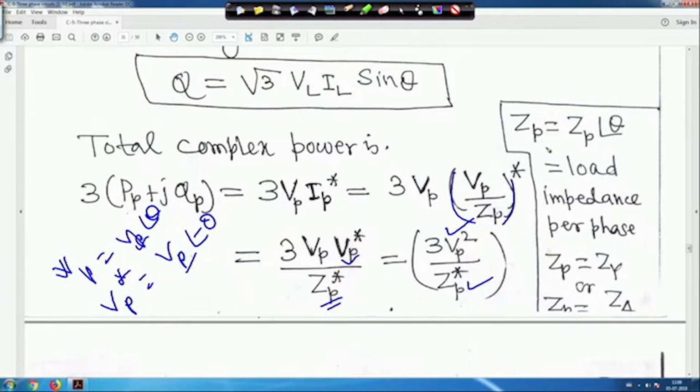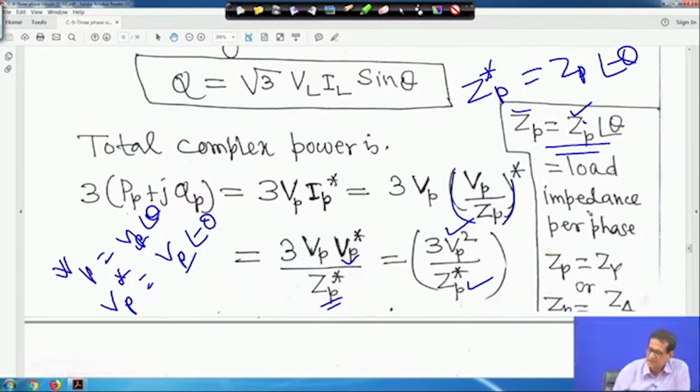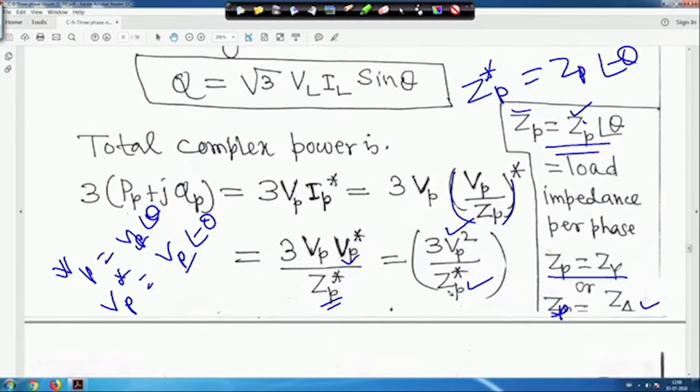And Zp is equal to Zp angle theta. So if Zp is equal to Zp angle theta, then Zp conjugate will be Zp angle minus theta. This is magnitude, right. Sometimes we write like this, rather than putting a bar, but this is magnitude, this is angle, understandable to you, right. So now the impedance per phase Zp is equal to Z star or Z delta. So this is 3 Vp square upon Zp conjugate, right.